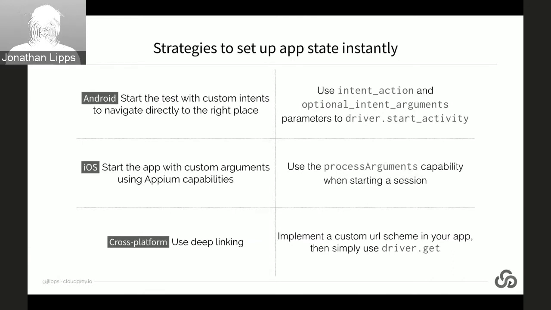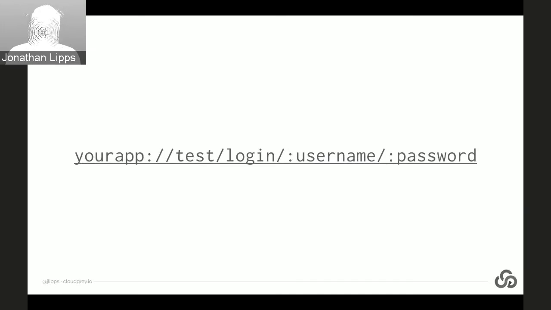A cross-platform solution is to use deep linking, which is to implement custom URL schemes in your application, which you can then simply call using the driver.get method. So this would be something like your app scheme, and then you construct yourself a little URL. In our case, it would be /test login with the given username and password. So basically, inside of our application, we would make the app sensitive to this kind of URL scheme. We would parse the URL for the username and password, and then we would go ahead and just perform the login instantly under the hood and put the UI into the right state after being logged in.